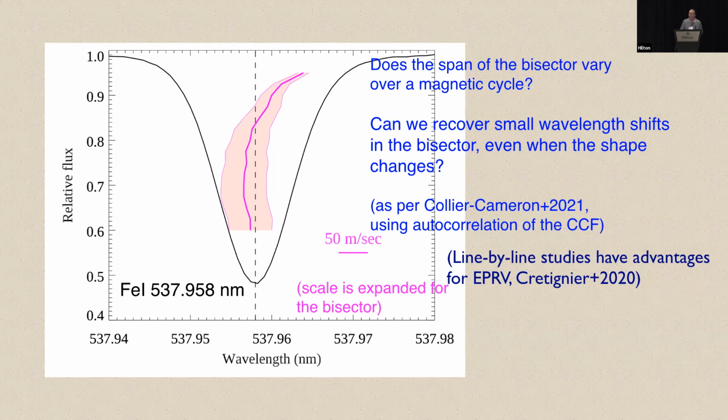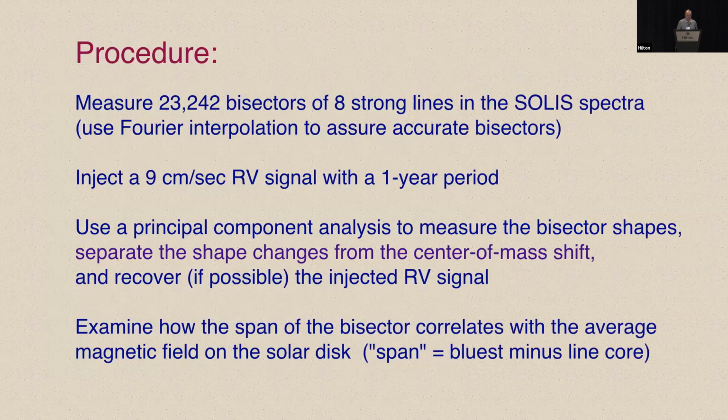And line-by-line studies have tremendous advantages for radial velocities. So I'm interested in doing the same thing, the same separation, on a line-by-line basis using line bisectors. So that's what I'm trying to do here. In the SOLAS data, I have about 23,000 bisectors. I pick out 8 strong lines in the SOLAS bandpasses, and I Fourier interpolate the spectra so that the numerical process of measuring the bisector doesn't introduce any additional noise other than what's in the data.